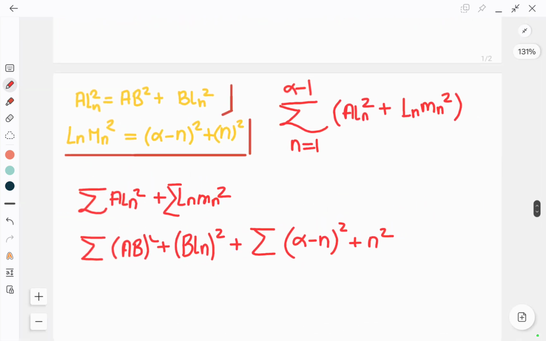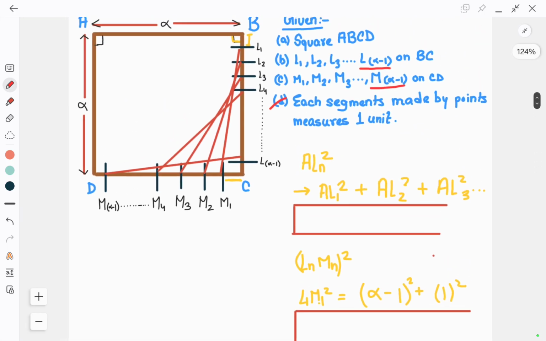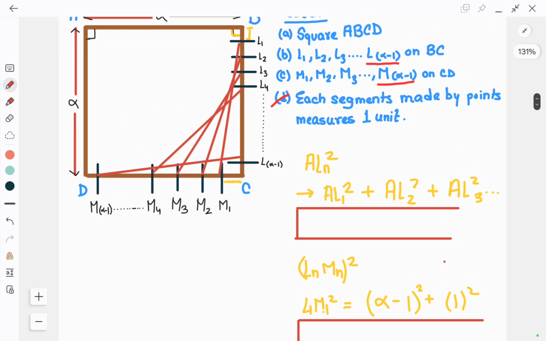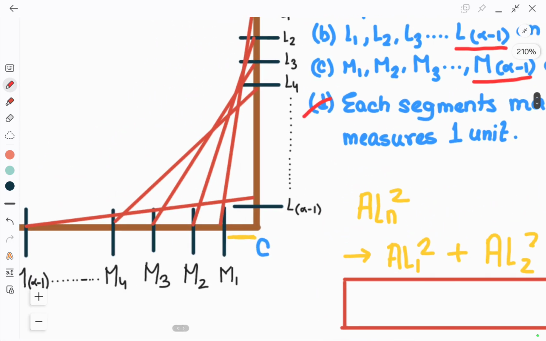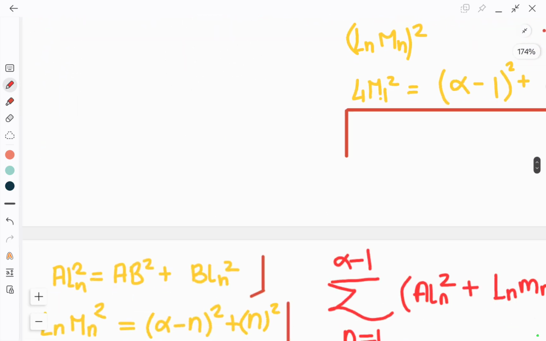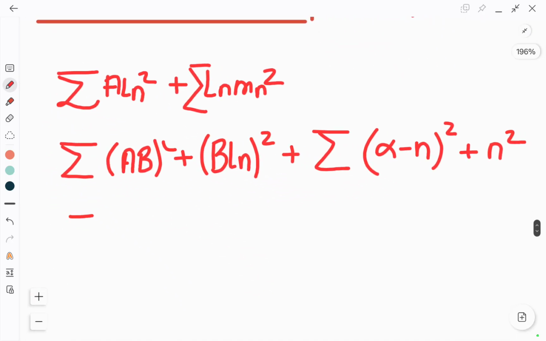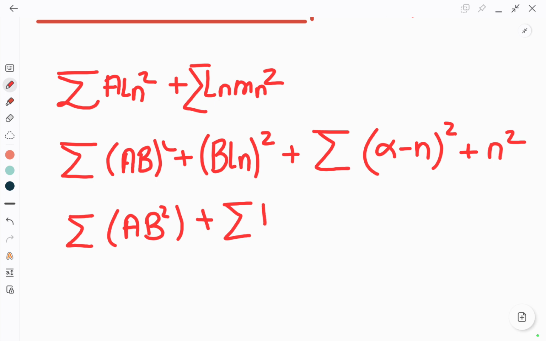Now let us also describe BL n in terms of alpha. What is BL n? If we take n is equal to 1, then 1 unit; n is equal to 2, then 2 units; n is equal to 3, then 3 units. So it is simply n. So we can write AB square, distributing the sigmas, since sigma is distributive over addition.